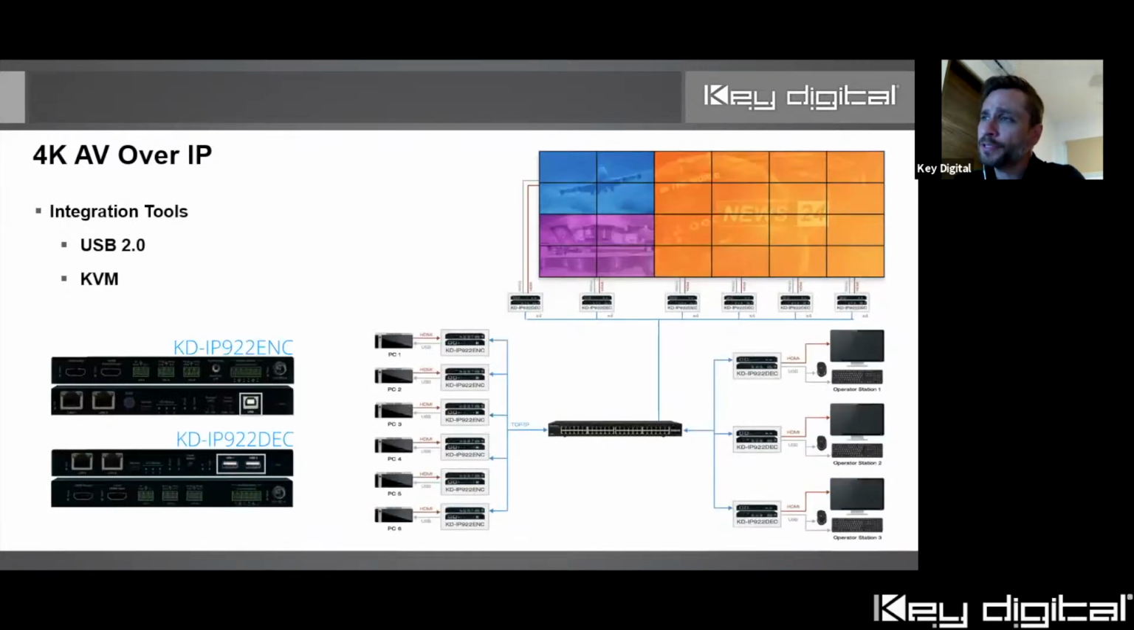So here we look at a typical application, an operation center. There are 6 operator PCs on the left side of the diagram. There are 3 operator stations. In the 922 system, video, audio, and USB switch together. So if operator 1 selects, let's just say PC3, for example, it will receive the audio, the video, and now the keyboard and mouse are controlling that PC3.